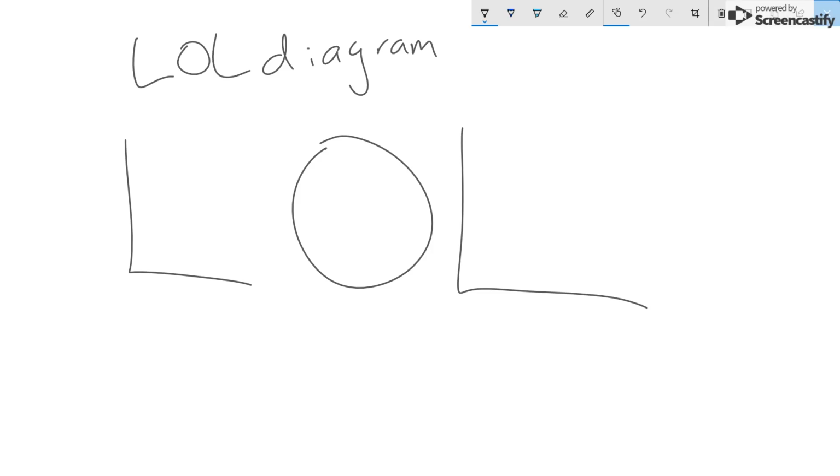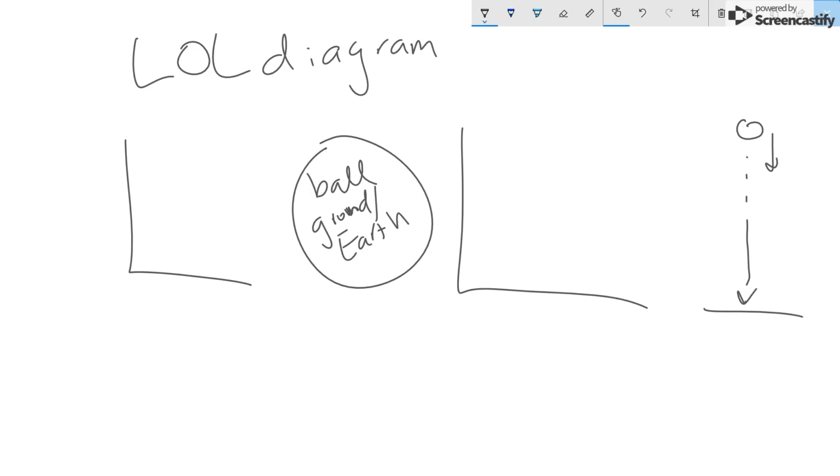So for example, let's say I have a ball and I'm going to drop it and it's going to go moving towards the ground. Okay, so the things that I want to look at, the things I care about, the things in our system is the ball and the ground, or you could call this the earth. Either works. Okay, so we're just writing down what is in our system. What are we looking at? Now we'll move over to the left L. So this is our initial situation.